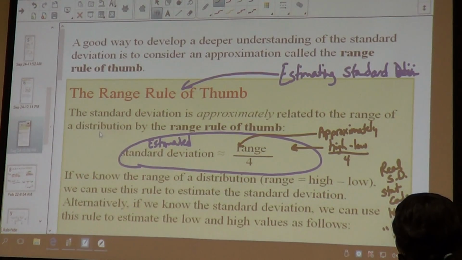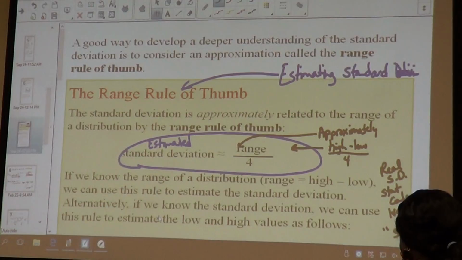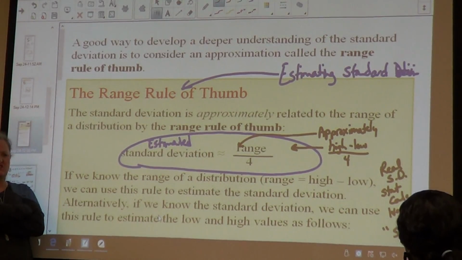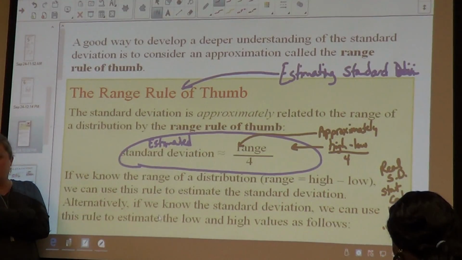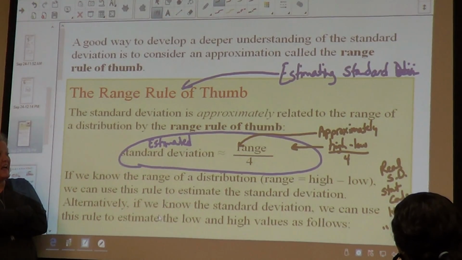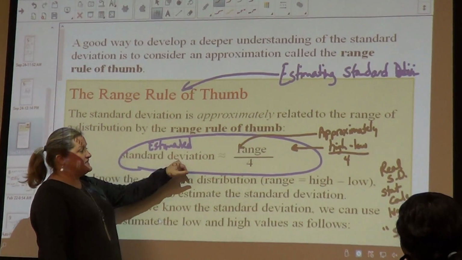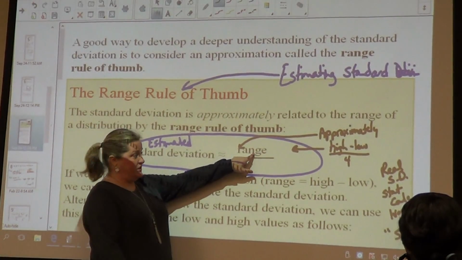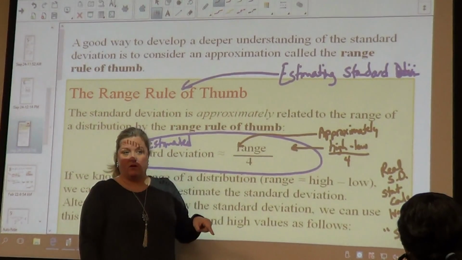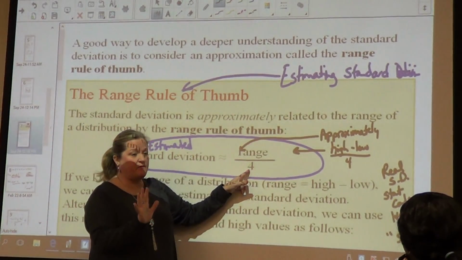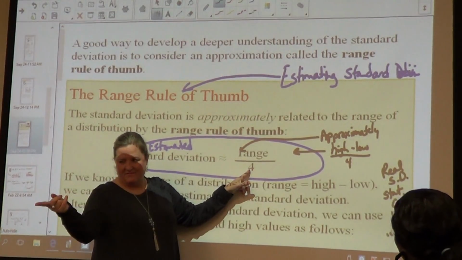All right. Range rule of thumb. This is not as hard as it looks. If you're on a date and your boyfriend says, I wonder what the estimated standard deviation is, and you just don't happen to have your graphing calculator on you, you can estimate the standard deviation really quickly. The estimated standard deviation is your range, high minus low, divided by 4. That's the rule. Take your high minus low and divide it by 4. Don't ask me why it's divided by 4. It always works.